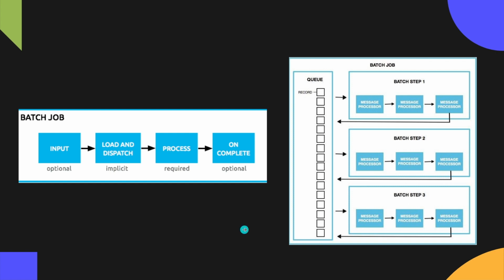And upon transferring it to the queue, the batch step will receive those records in the form of blocks. With the help of multiple threads we can process those records inside the batch step. So the load and dispatch phase is just a phase where records in the form of blocks are loaded into the persistent queue. That's it.